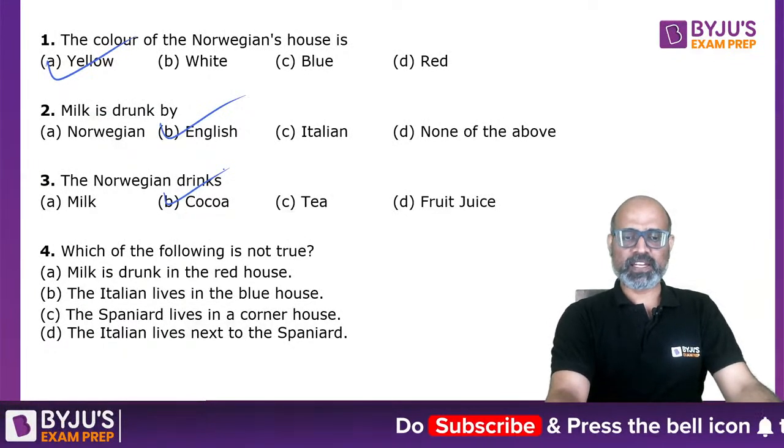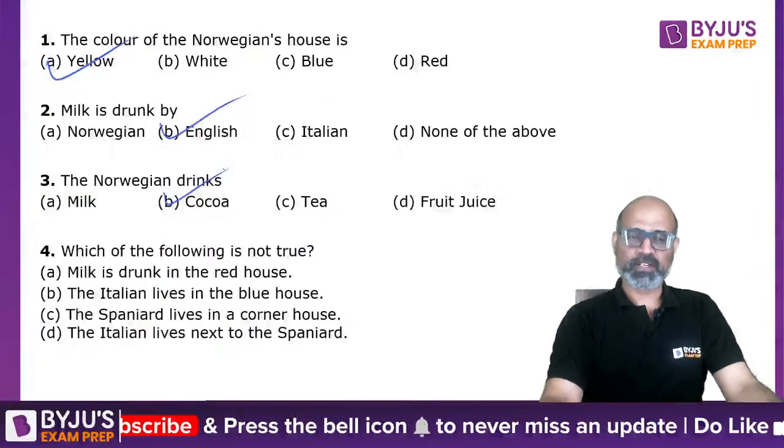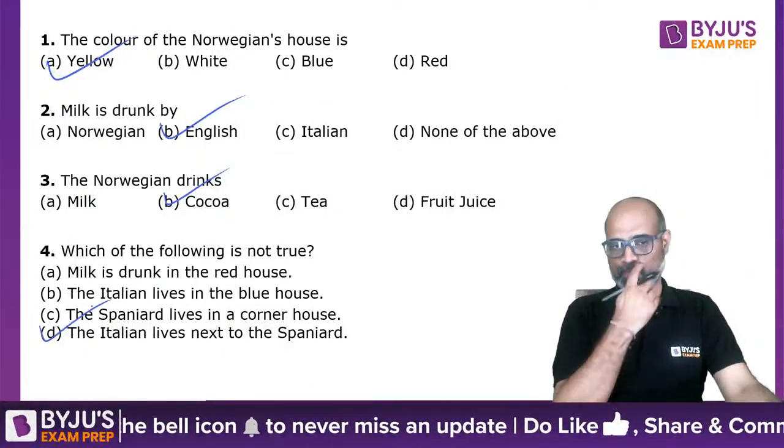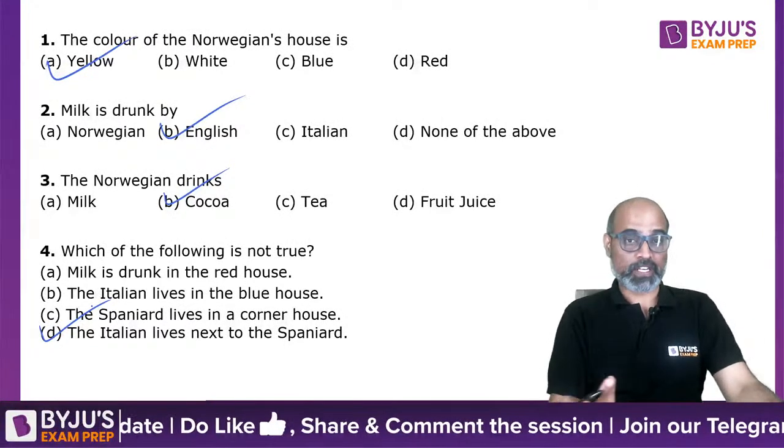The Italian lives next to the Spaniard. No, he doesn't live. There is an English guy between them. So obviously the 4th is your answer. So this set is considered as easy. So do we get such sets?